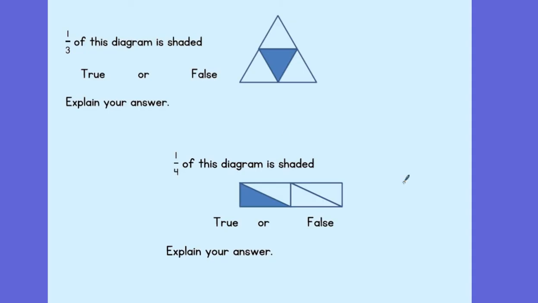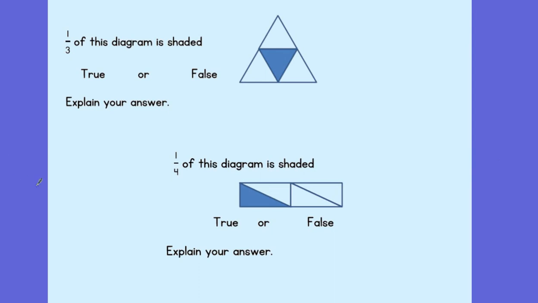Okay, can you have a go at these questions for me? Question 1, 1/3 of this diagram is shaded, true or false? And question 2, 1/4 of this diagram is shaded, true or false? Can you explain your answer in each case? Pause the video and have a little think.